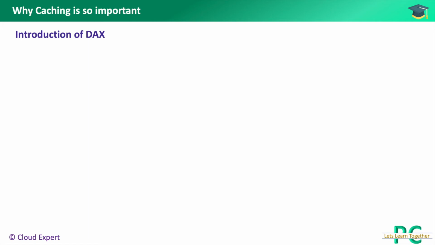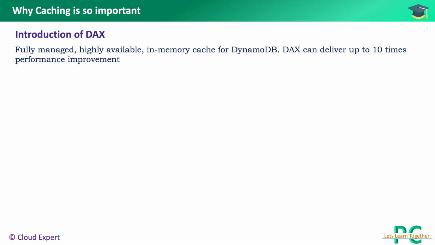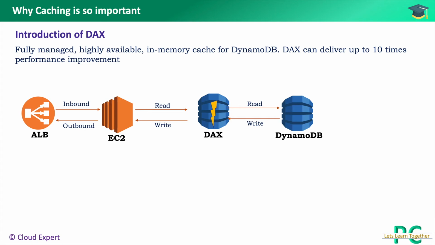And this DAX offering is specifically to handle the load of DynamoDB tables. As per AWS documentation, they are saying it's a fully managed, highly available in-memory cache for DynamoDB, and DAX can deliver up to 10 times performance improvement. They have built this DAX offering keeping in mind DynamoDB use cases. And DAX is just like Romeo and Juliet with the DynamoDB table. Now, with the introduction of DAX, your application architecture will look like this.